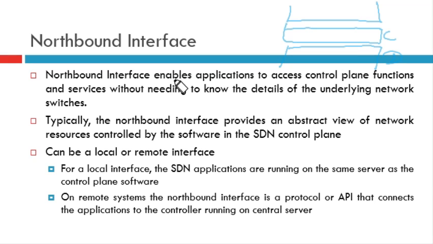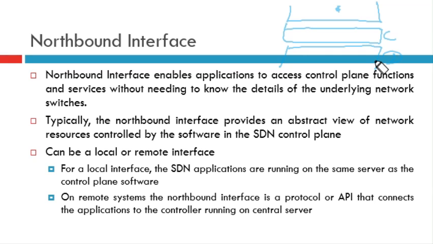The northbound interface enables applications to access control plane functions. So this interface helps the applications on the top to access the control plane functions. The control plane functions we already discussed in lecture number 5 in detail, like shortest path forwarding, security mechanism, topology manager, and device manager. The responsibility of the device manager was to configure the switch parameters and switch attributes to manage the flow table.